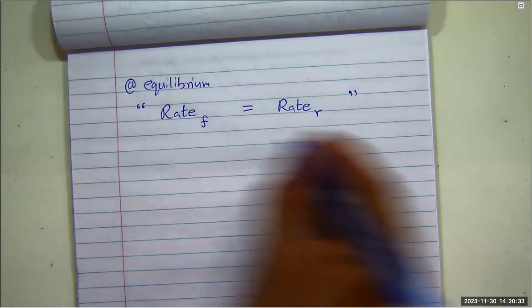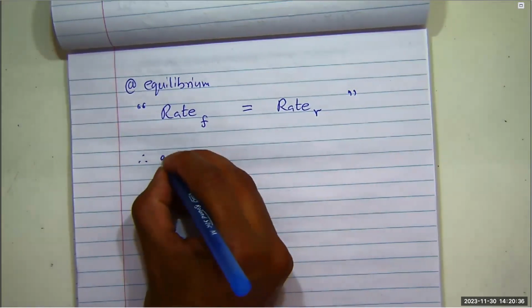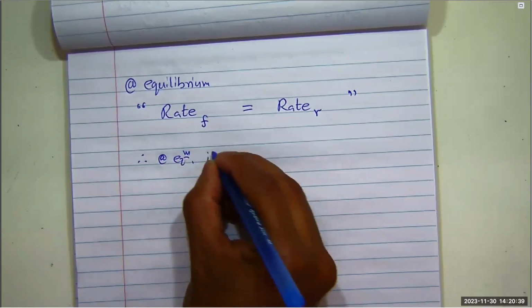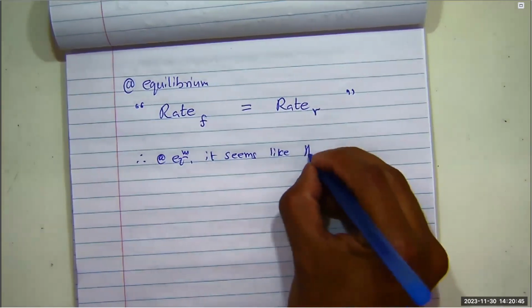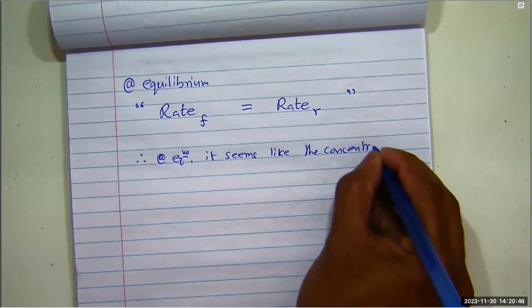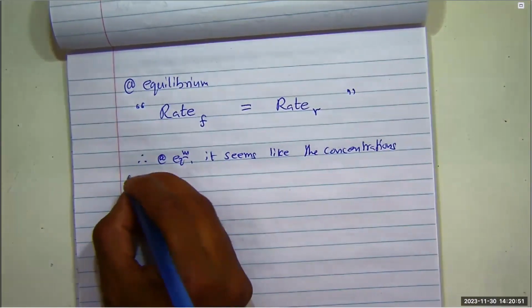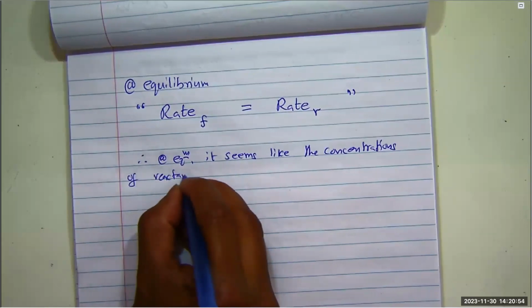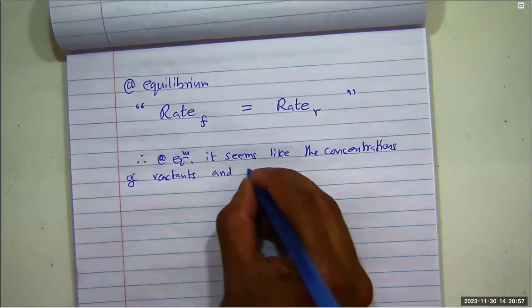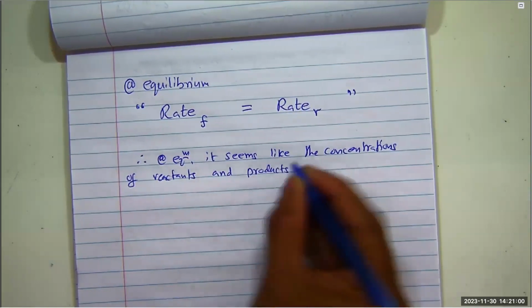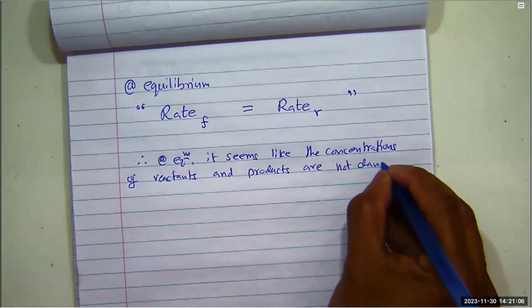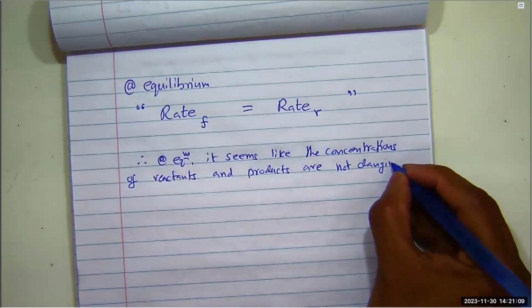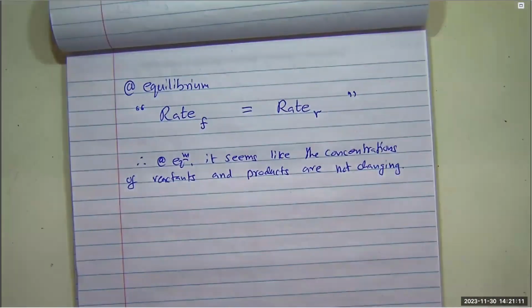Therefore, let me write that too. Therefore, at equilibrium, it seems like the concentrations of reactants and products are not changing. But this is just an illusion. It is changing, but it's changing at the same rate. That's why it seems like it, okay?